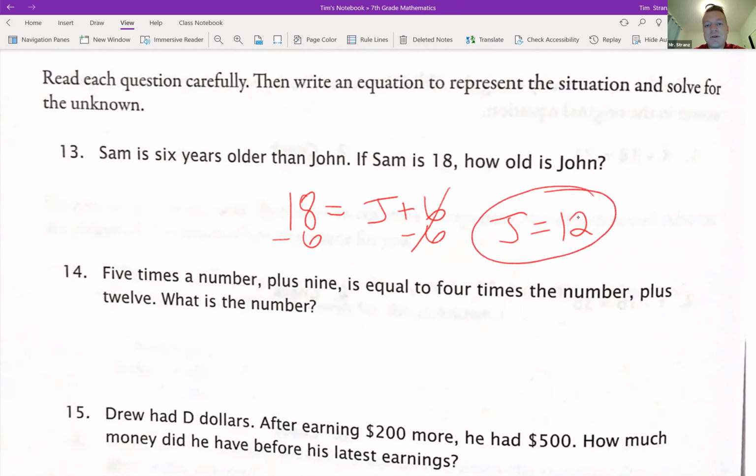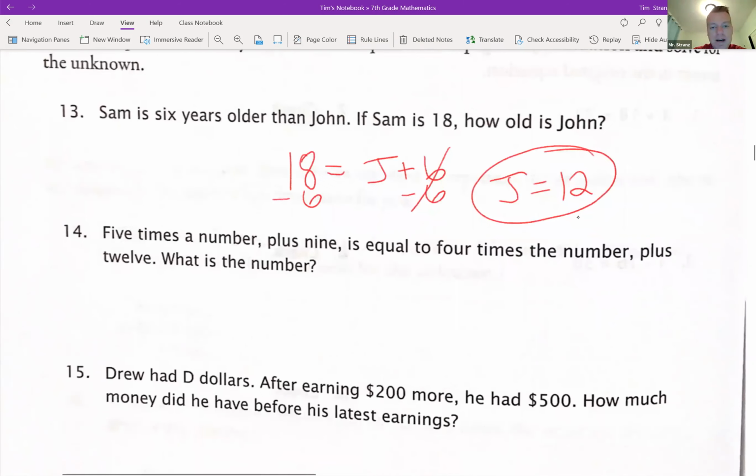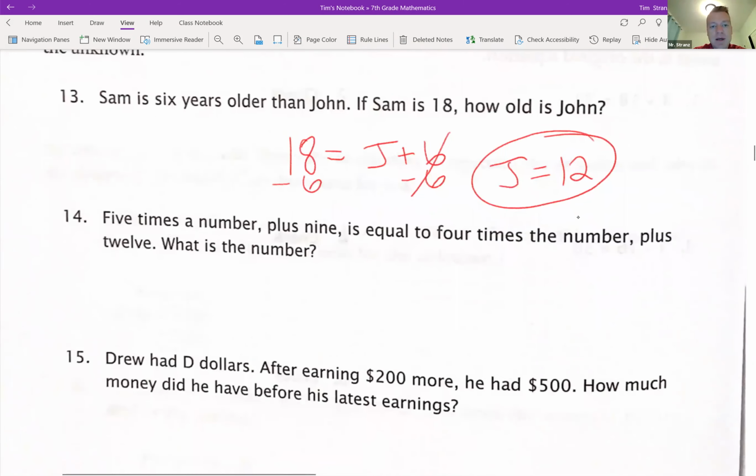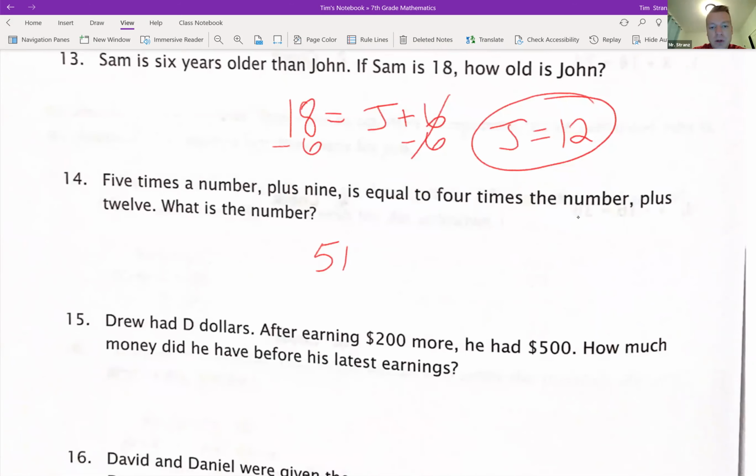Okay, let's look at number 14. 5 times a number. So we've got 5 times a number. We don't know what that number is, so I'm just going to call it n. Plus 9 is, whenever you see is, that means equals, 4 times the number. So 4 times the number plus 12. And we need to find out what n is going to equal.